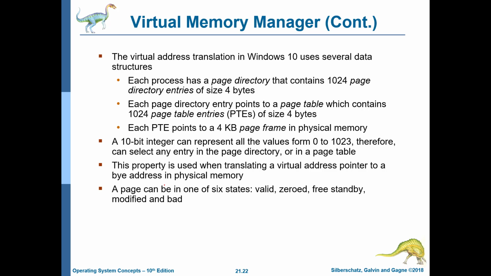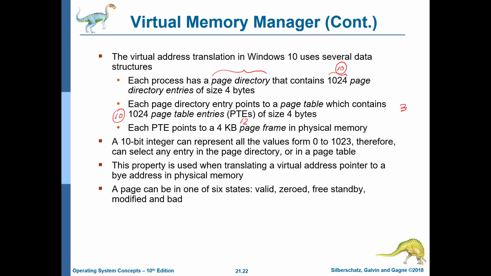So the virtual address translation in Windows 10 uses several data structures. So let's look at them. Each process will have a page directory at the top that contains 1024 entries. So 10 bits go over here, because log of 1024 to the base 2 is 10. Each page directory entry points to a page table which contains again 1024 entries of size 4 bytes. So this will again be 10 bits. And each PT will point to a 4 KB page frame, which is 12 bits.